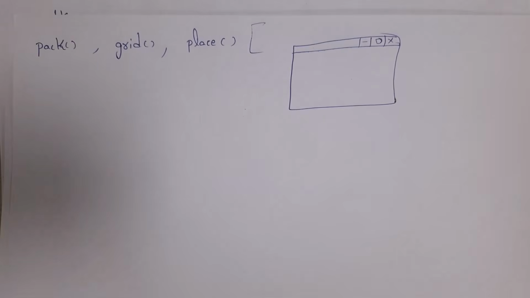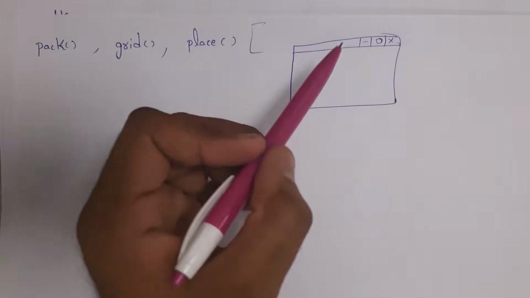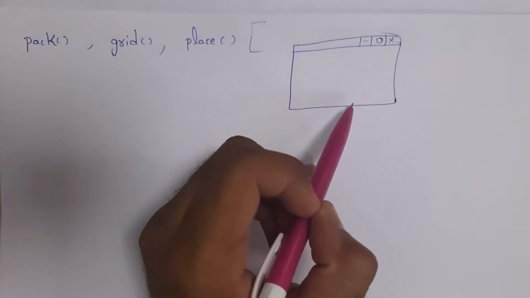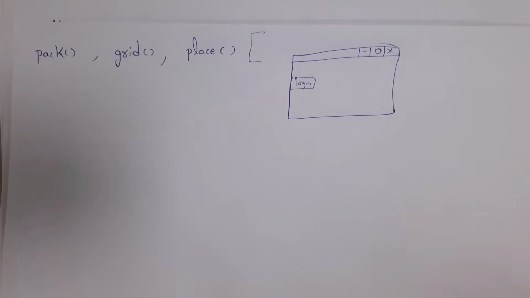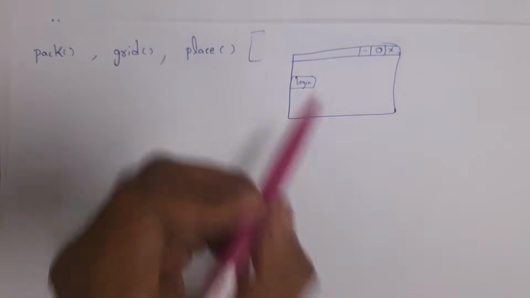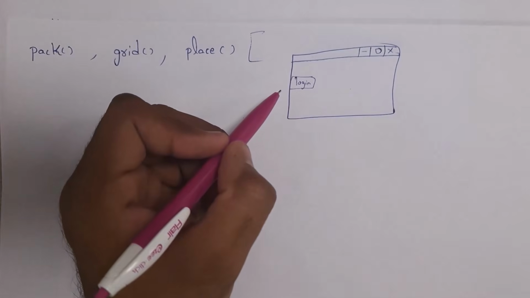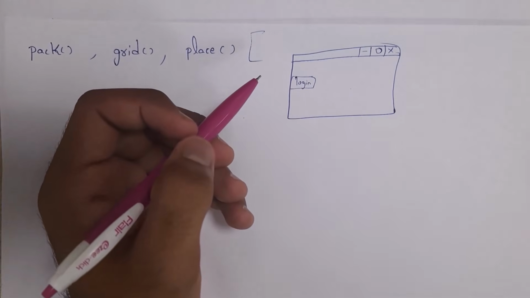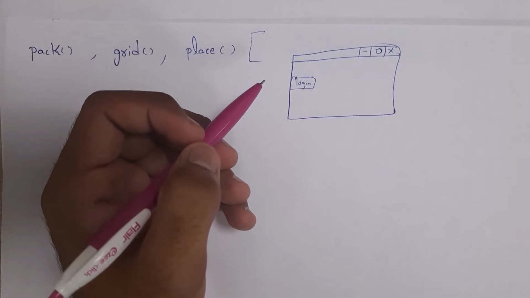For example, let us consider any widget, like let us consider button. I want to insert login button. By using pack method, you can place widget at any location. You can insert login button in this window either right side or left side or top or bottom by using pack method. For example, I want to insert login button left side. You can insert login button left side by using pack method. I will give an example so that you can clearly understand what is use of this pack method.